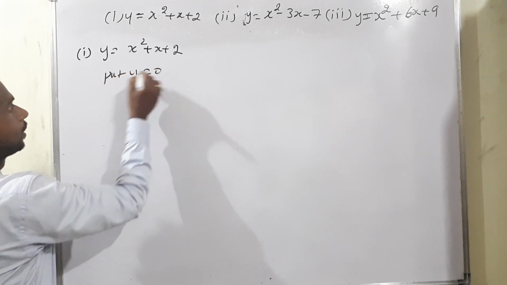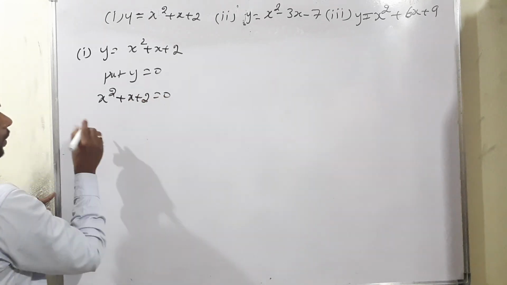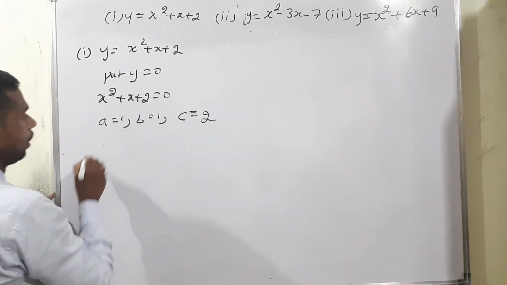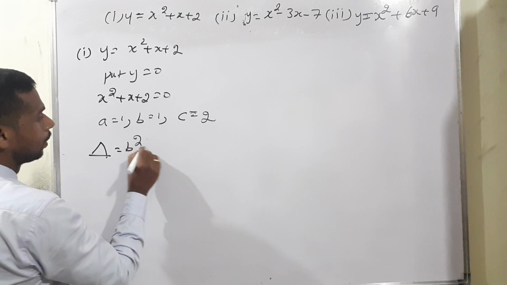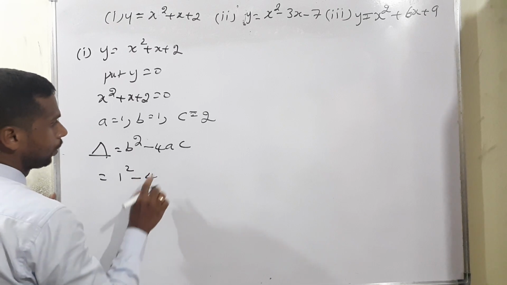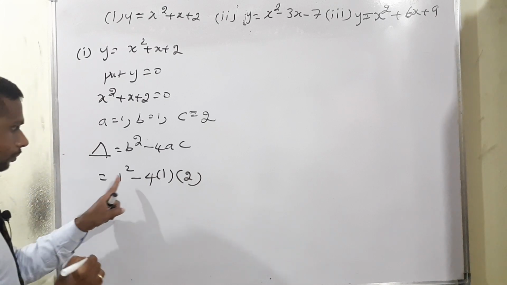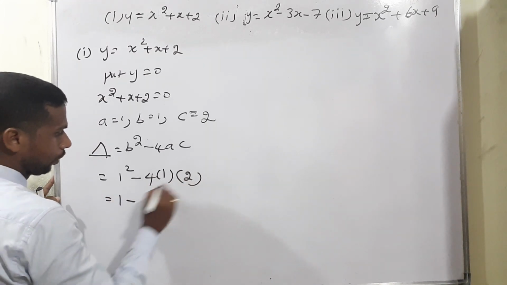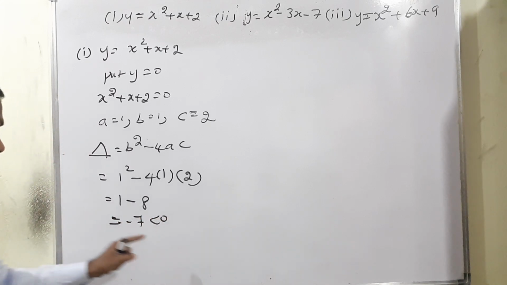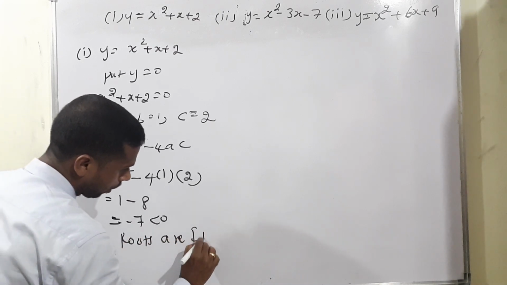Put y is equal to 0 means x square plus x plus 2 is equal to 0. Now, we can say a is equal to 1, b is equal to 1 and c is equal to 2. Now the discriminant del is equal to b square minus 4ac. Now b square means 1 square minus 4 into a value also 1 and c value also 2. Therefore, 1 minus 4 into 2, 8, value minus 7. Minus 7 means less than 0. Less than 0 means the roots are imaginary.